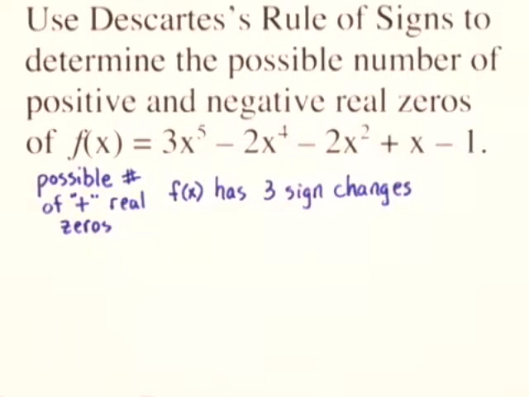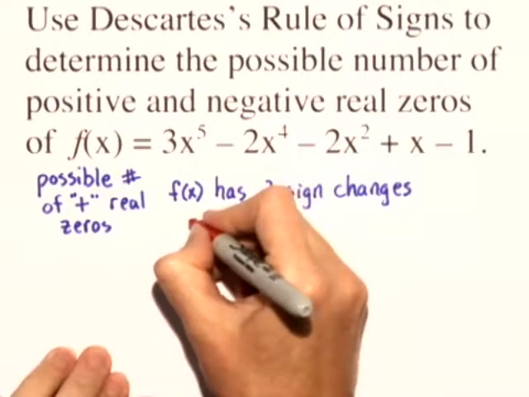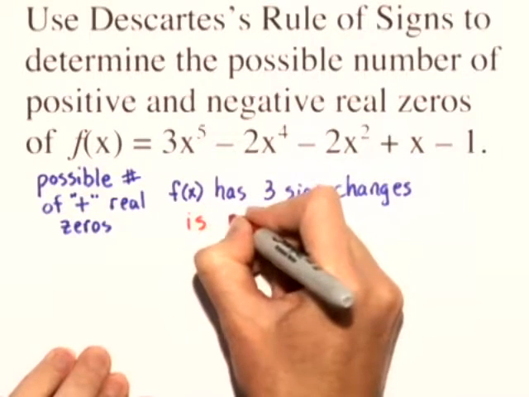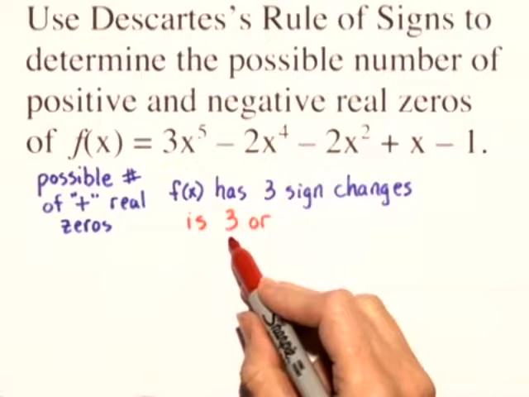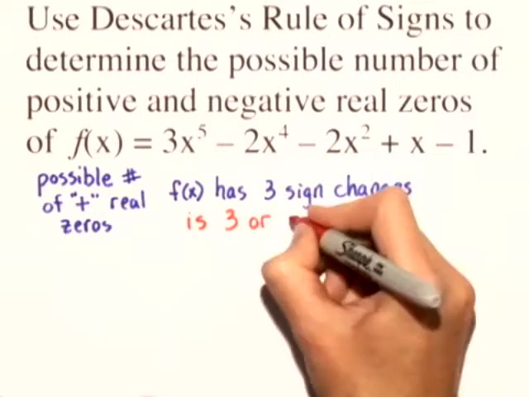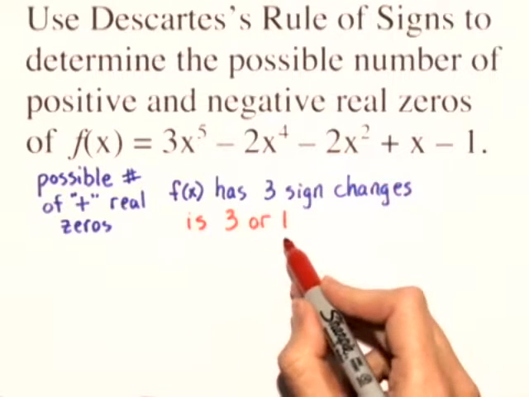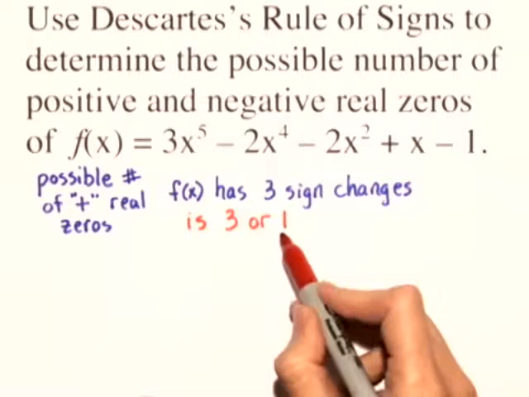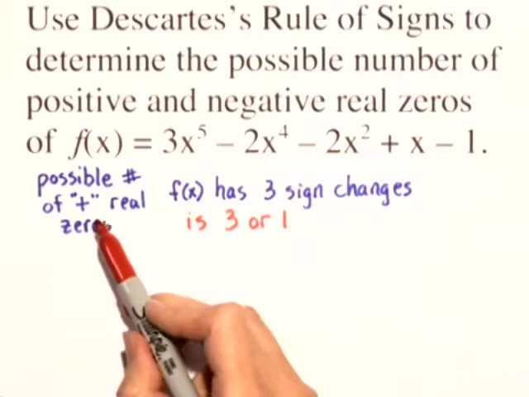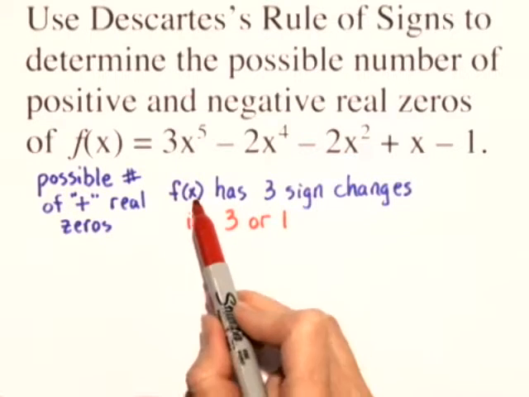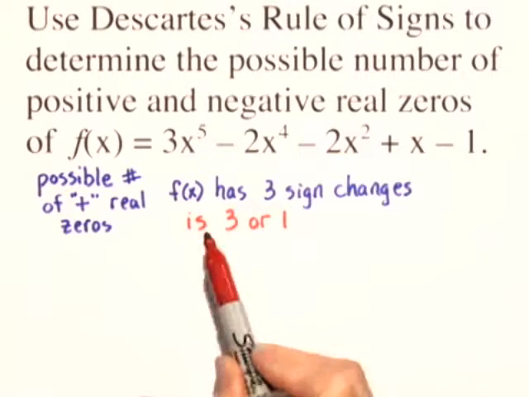After we determine the number of sign changes of f of x, we can now state the number of possible positive real zeros. The number of possible positive real zeros is going to be 3, or I can take 3 and subtract 2 from it, and I get 1. I keep subtracting 2 until I either get 1 or 0. So I don't have any other possibilities. So the number of possible positive real zeros for this function is either 3 or 1.